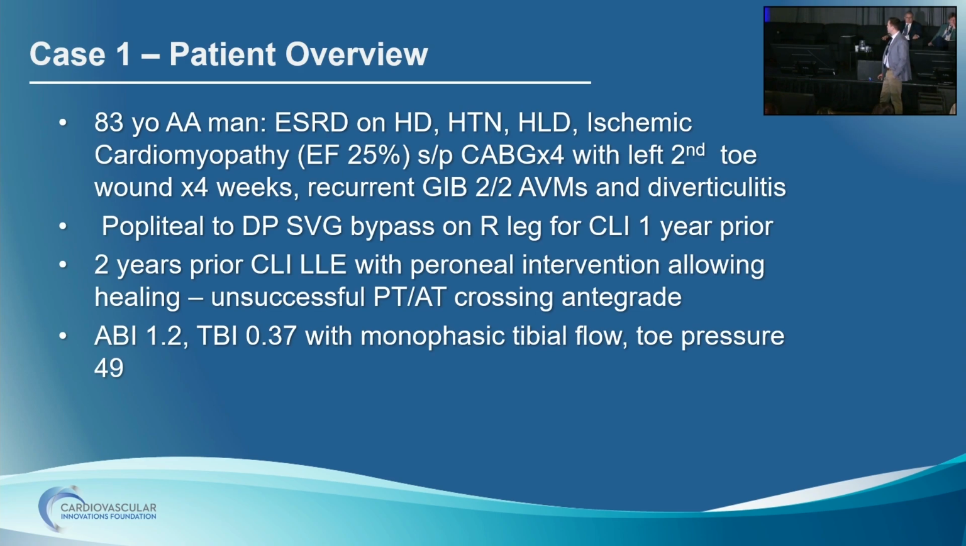He's got an ischemic cardiomyopathy despite having CABG. He's had multiple bouts of critical limb ischemia bilaterally. On his right leg, after unsuccessfully crossing his tibial vessels, he was treated with a popliteal to DP bypass, which allowed healing. We took the vein from his left leg to do that. He's now back with his second bout of critical limb ischemia on his left leg. We were able to balloon his peroneal vessel in the past, which allowed healing. Here he's got calcific disease on his ABI and severely reduced TBI again with monophasic flow.